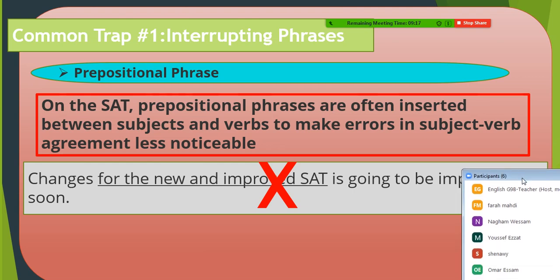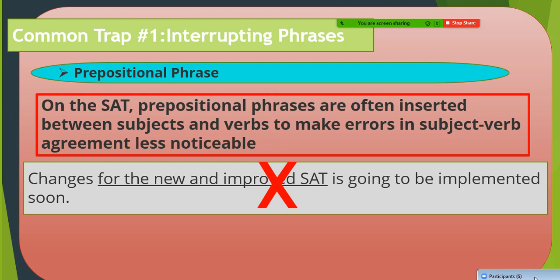It starts with the preposition for. It doesn't have a verb. So this is a prepositional phrase interrupting a sentence. If I eliminate this non-essential phrase, which is the prepositional phrase, what will be left for us? Changes is going to be implemented soon. Do we have here an error? Changes is going to be implemented soon. No.